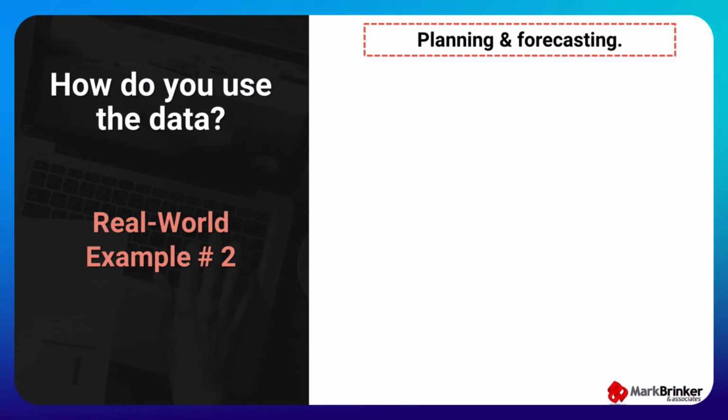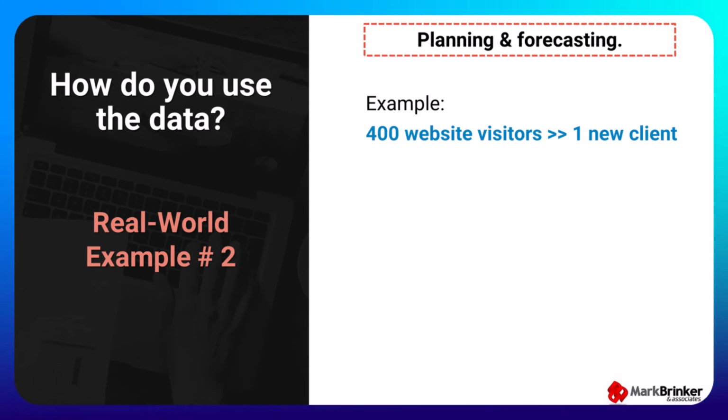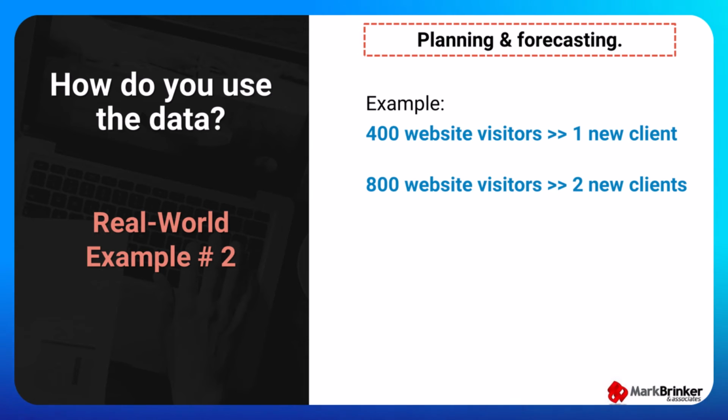Here's another example, planning and forecasting. One of the key ratios you should know is how much website traffic does it take on average to generate a new client? Why? Because once you know this number, getting more clients largely becomes just a function of website traffic. For example, if your website stats show that for every 400 visitors, it generates one new client, that means 800 website visitors should result in 2 new clients, and so forth.